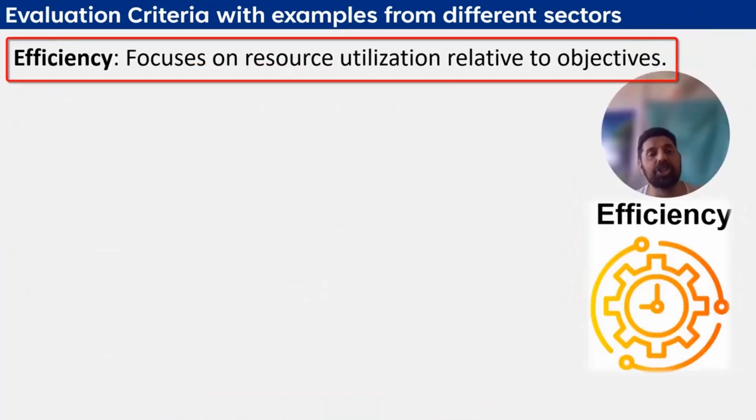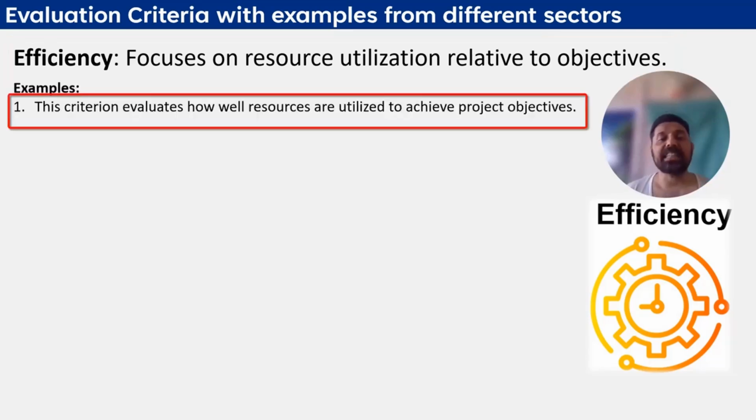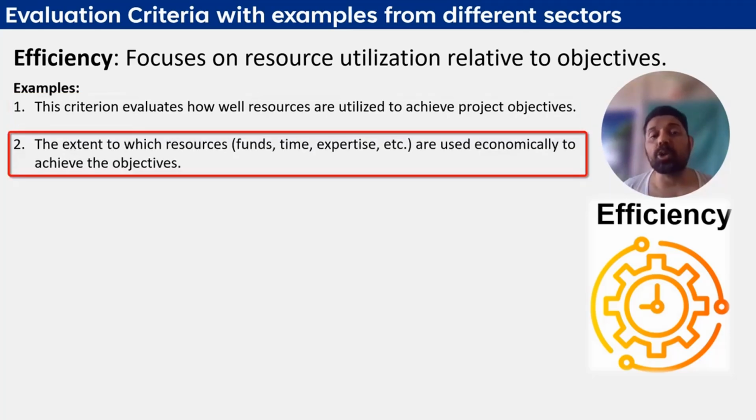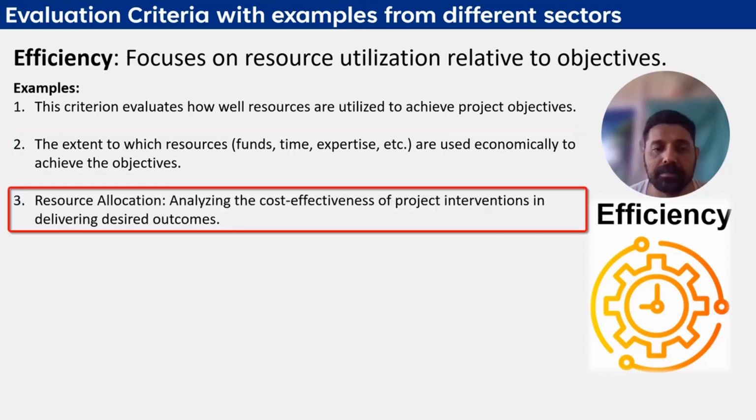The next one is efficiency. It focuses on resource utilization relative to objectives. This criteria evaluates how well resources are utilized to achieve project objectives. The extent to which resources, funds, time, expertise are used economically to achieve the objective. For example, an activity has done very well. It has taken a lot of funds and time and expertise. So you also need to see the efficiency, whether it was worth it or not.